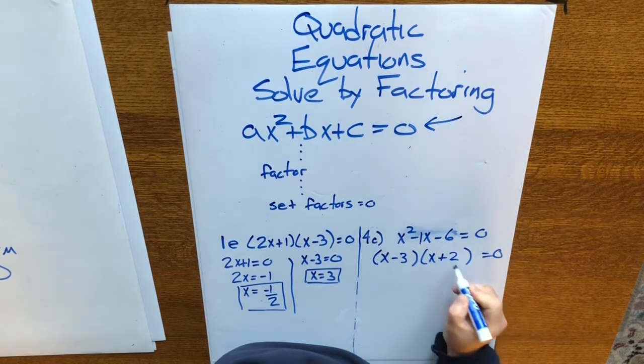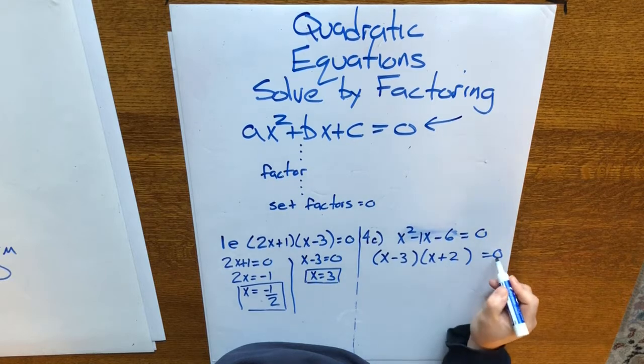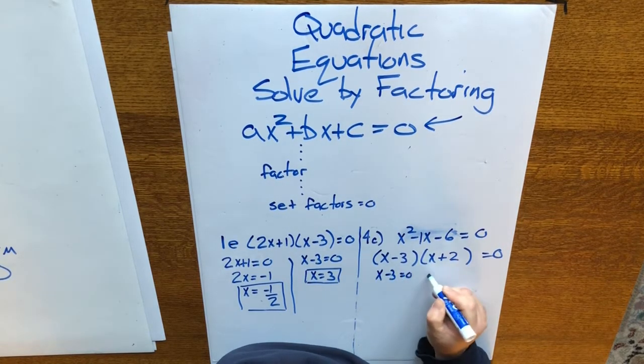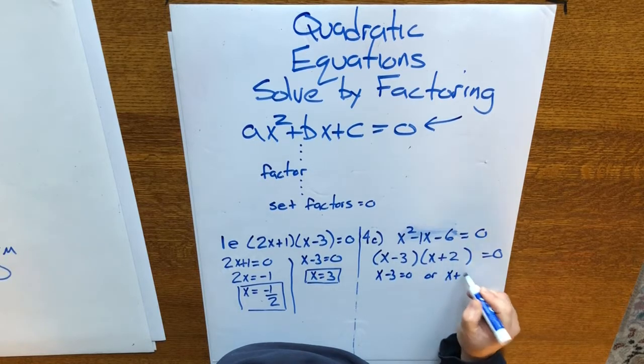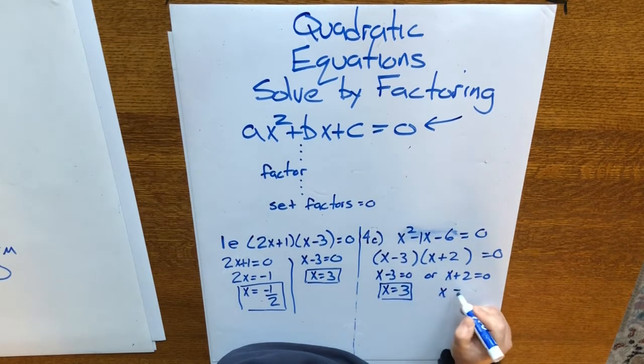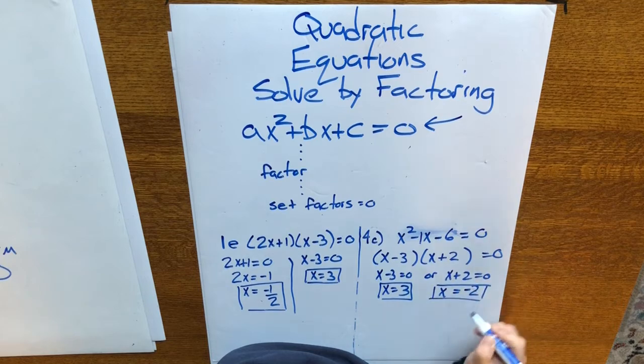So I did easy trinomial on this to get these two factors. Now if these two factors multiply together to give you 0, then either x minus 3 equals 0 or x plus 2 equals 0. x equals 3, x equals -2 are the two roots to the equation.